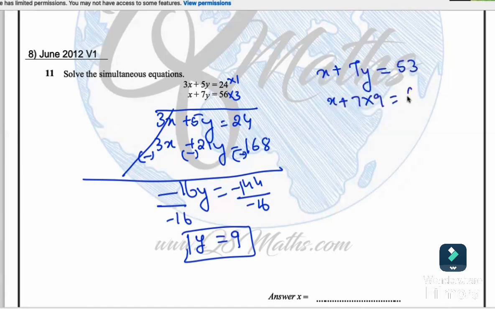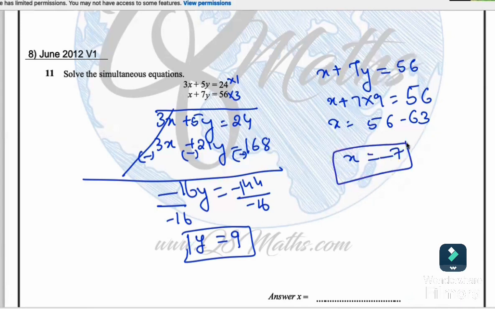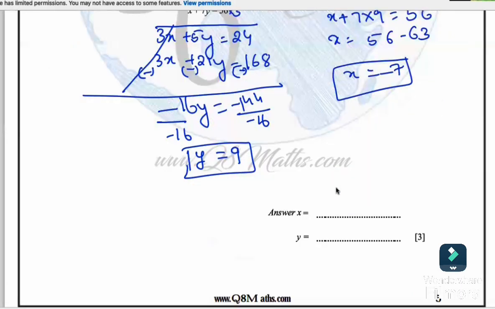7 into 9 is equal to 63, right? It's not 53, it's 63. So it is going to be 56, right? Therefore, x is equal to 56 minus 9 sevens are 63. So x is going to be minus 7. Okay, so x is going to be minus 7, y is going to be 9.